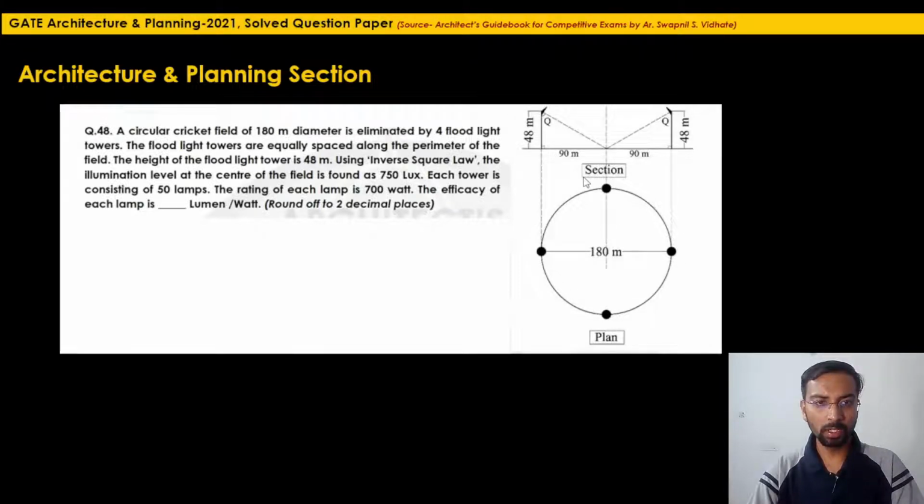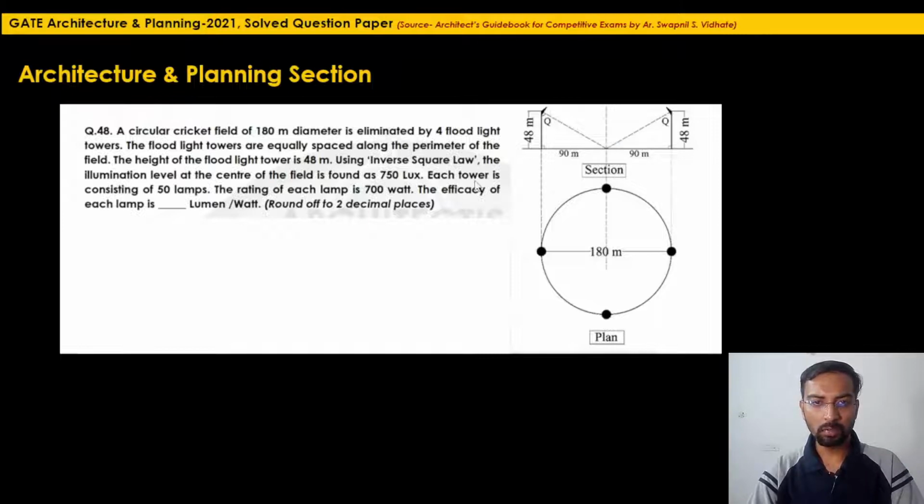The height of each floodlight tower is 48 meters. So we have to draw the elevation also. As they have mentioned the diameter as 180 meters, let's take this center, and there are 4 floodlight towers, each having a height of 48 meters. Using the inverse square law, the illumination level at the center of the field is found as 750 lux. Here the illumination found is 750 lux.